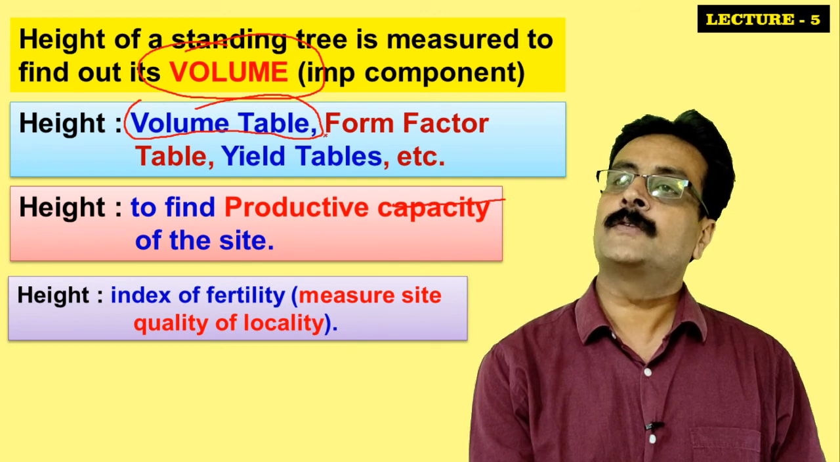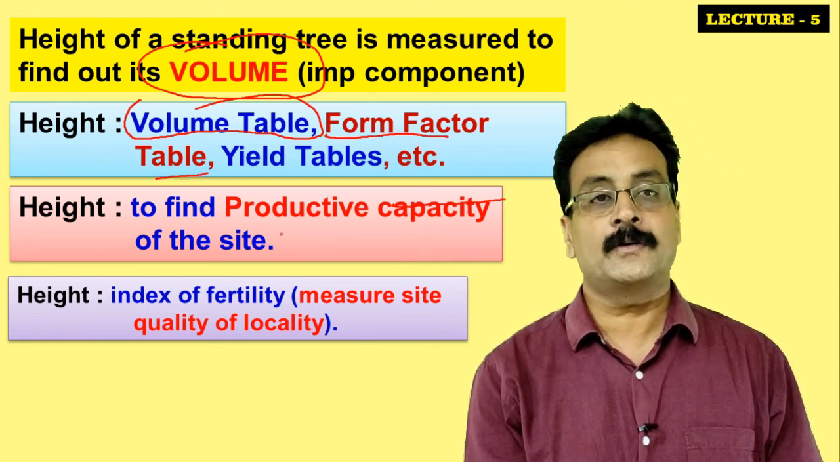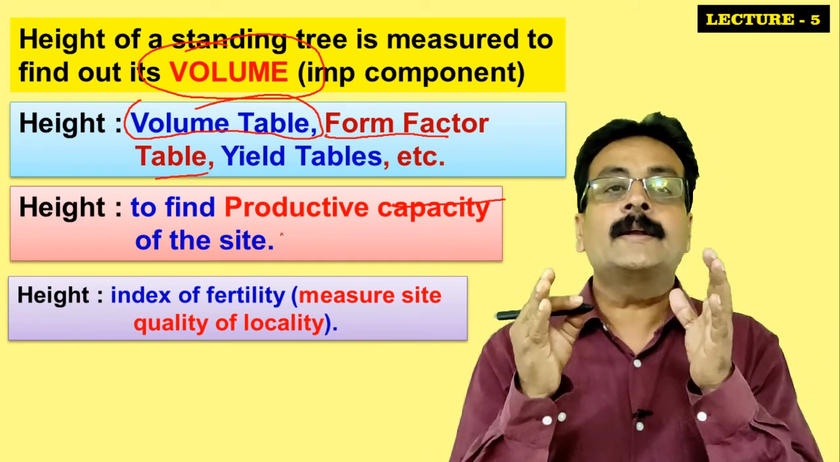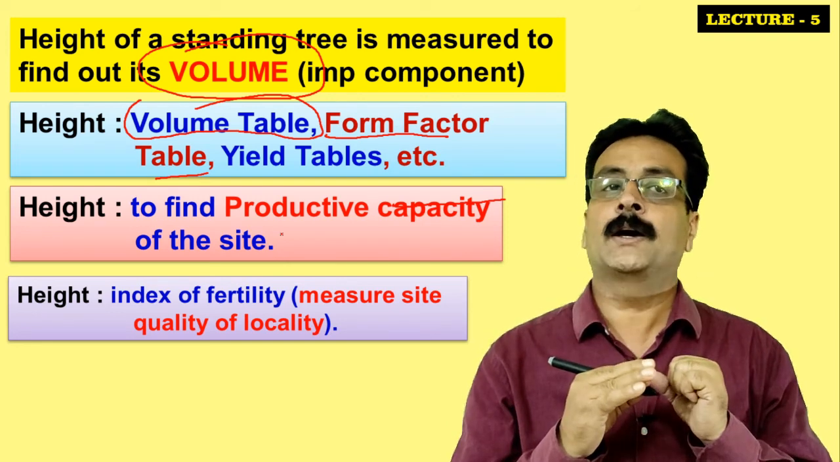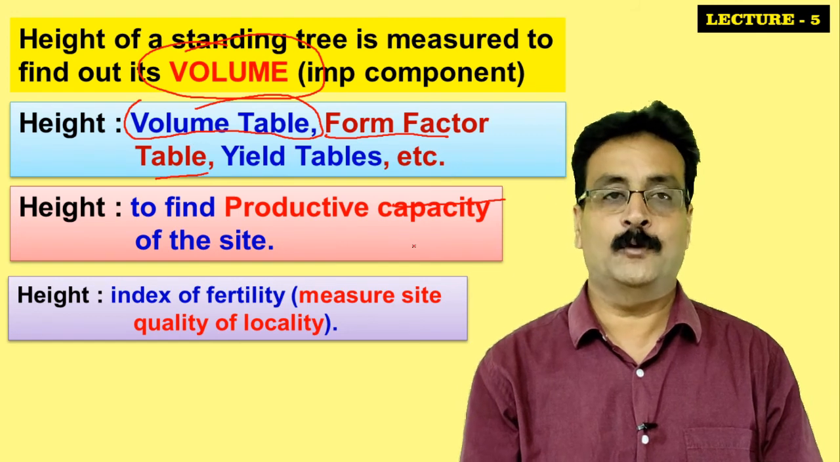Then height also gives us the form factor table. Form factor means the tapering of the tree. This tapering of the tree will let us know what is the percentage of volume of wood there. So the form factor table is also very helpful.